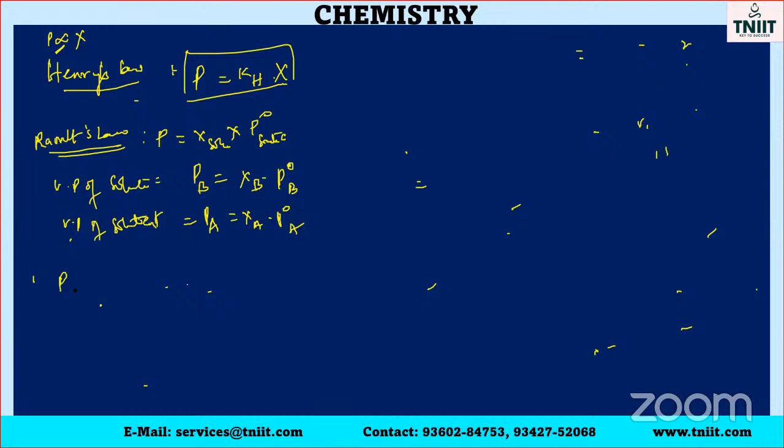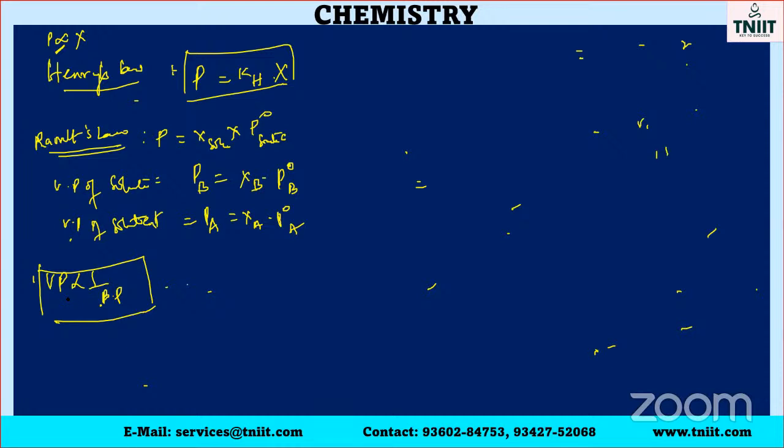Now, vapor pressure, I'm not defining. Vapor pressure is inversely proportional to boiling point. This relation you should remember. When vapor pressure is high, boiling point will be low. And if boiling point is high, it means vapor pressure is low. This relationship you should remember.